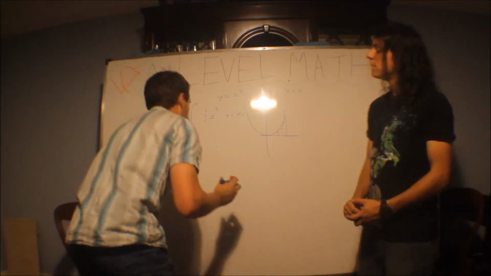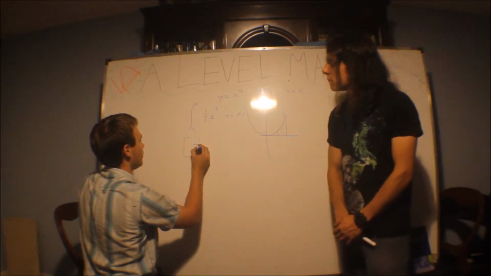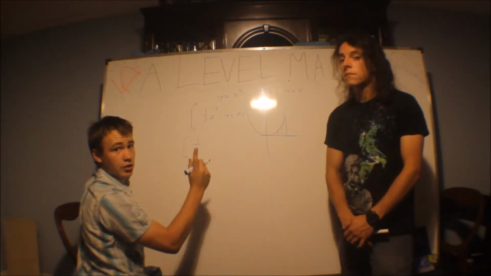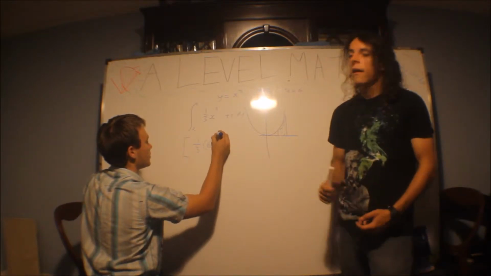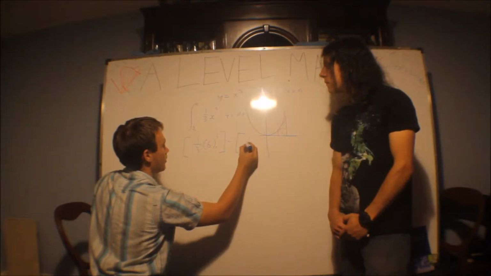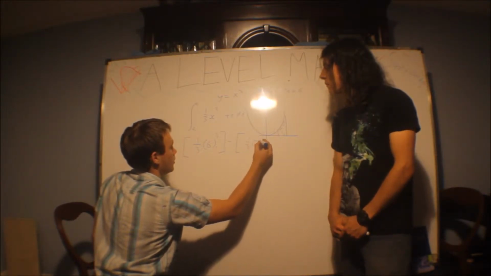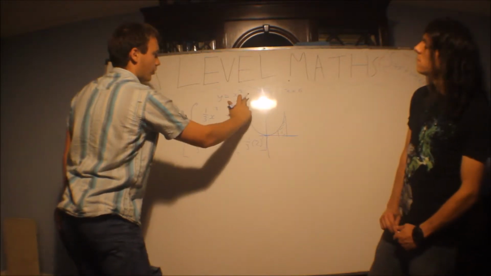So what you end up with is square brackets, a third x cubed, and every x is replaced by 6 first. 6 cubed. And then you minus the other one: you do the whole thing again with the 2. Just like that.